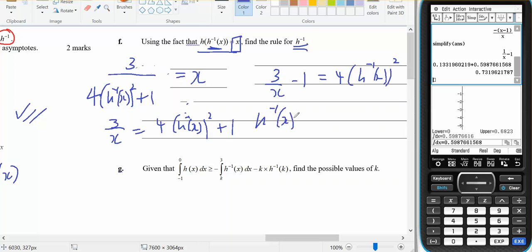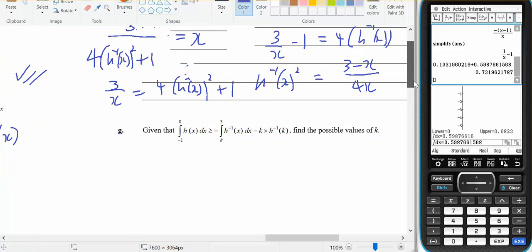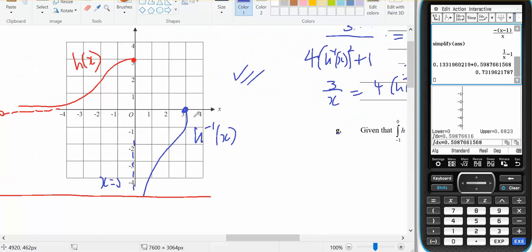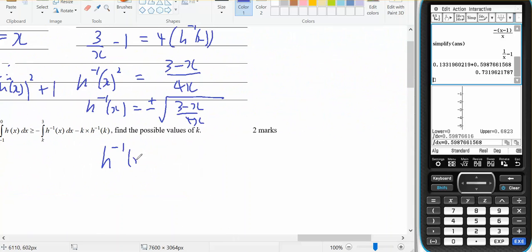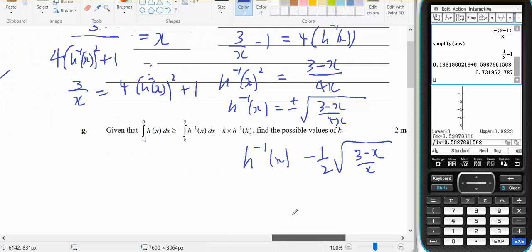h inverse of x squared will equal 3 minus x on 4x, and the inverse of x is going to be plus or minus the square root of 3 minus x on 4x. And by looking at the graph, I know that I want the negative square root because we're down here. So it's going to equal minus, the 4 can come out as a half, the square root of 3 minus x on x. And that's going to be my rule.